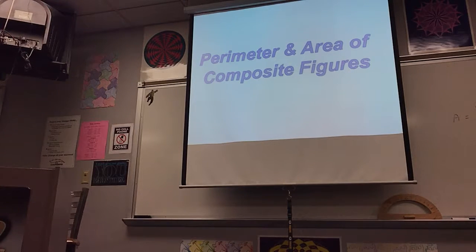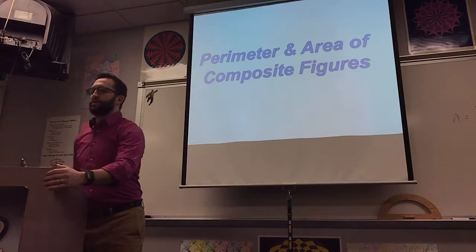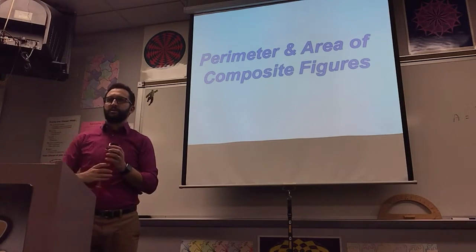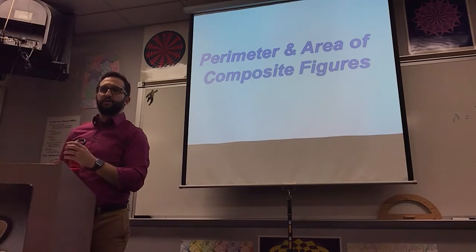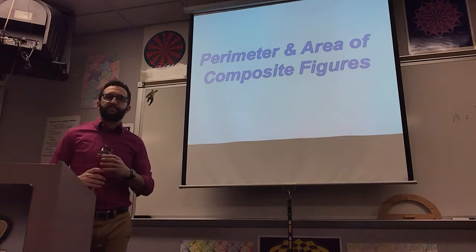Okay. We're talking about perimeter and area of what are called composite figures. Guys, when you look at your notes, what do you think a composite figure is? Steven? Irregular shape. Steven says an irregular shape. Who can expand on that?